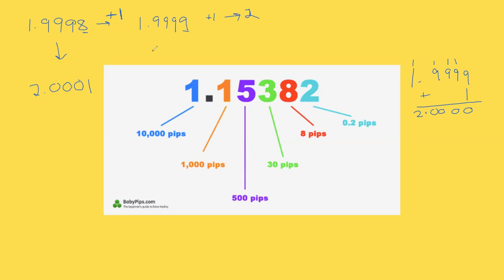2.0000. But we're trying to get to 2.001. So we got to add 1 more 1. So we do plus 1 again. And now we get 1, because 0 plus 1 is 1, 0 plus 0 is 0, 0 plus 0 is 0, 0 plus 0 is 0. 2 plus 0 is just 2. So that's why it's 3.